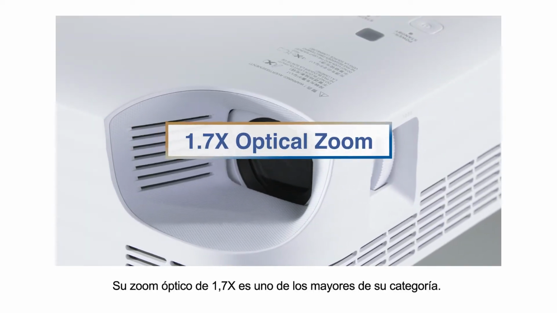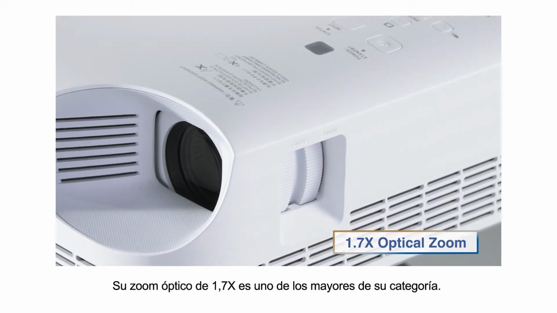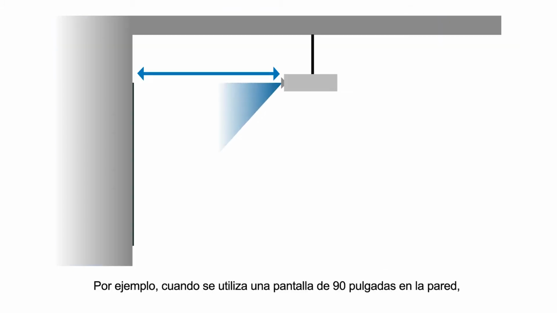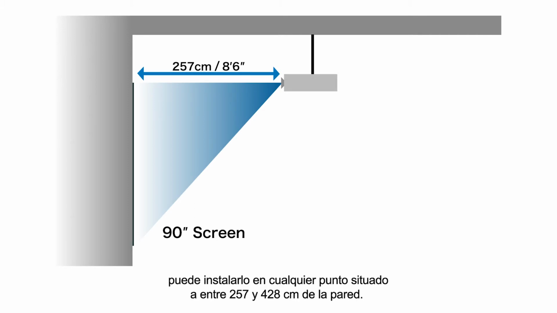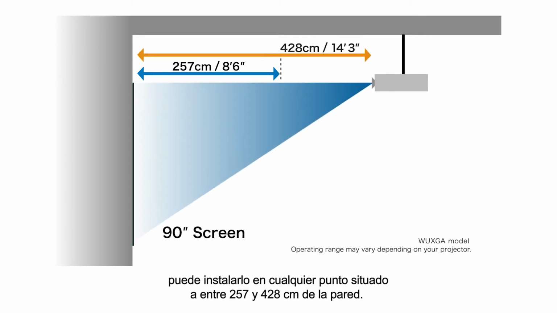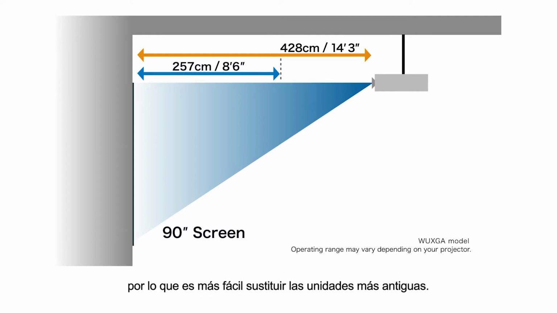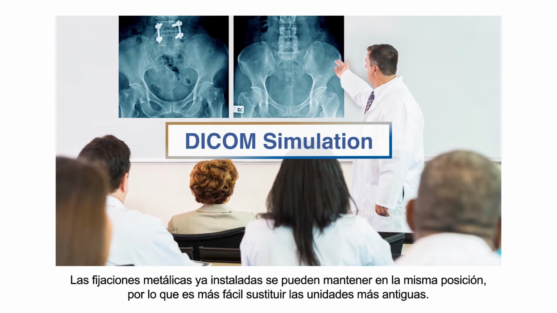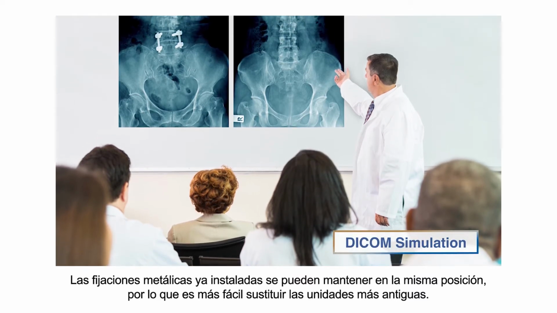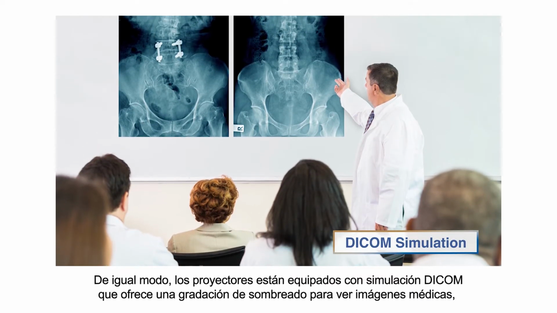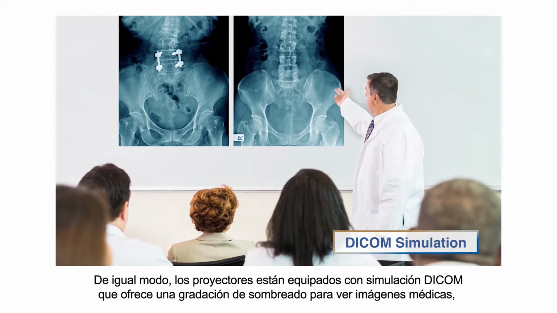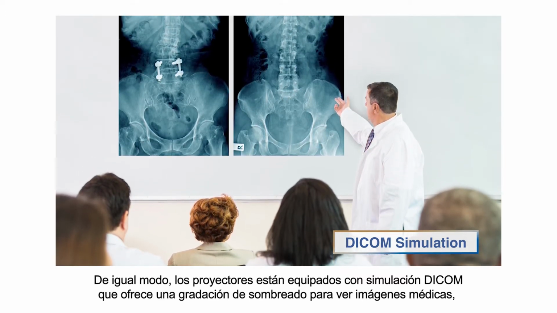Its 1.7 times optical zoom is one of the highest in its class. For example, when projecting onto a 90-inch screen on the wall, you can install it anywhere from 257 to 428 centimeters from the wall. Previously installed metal fittings can be kept in the same position, so it's easier to replace older units. In addition, for the displaying of medical images such as X-rays and MRIs, the projectors come equipped with DICOM simulation to show shading gradation.